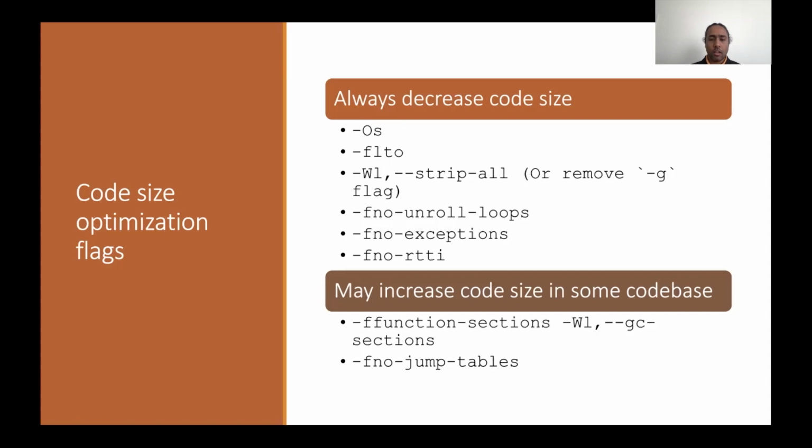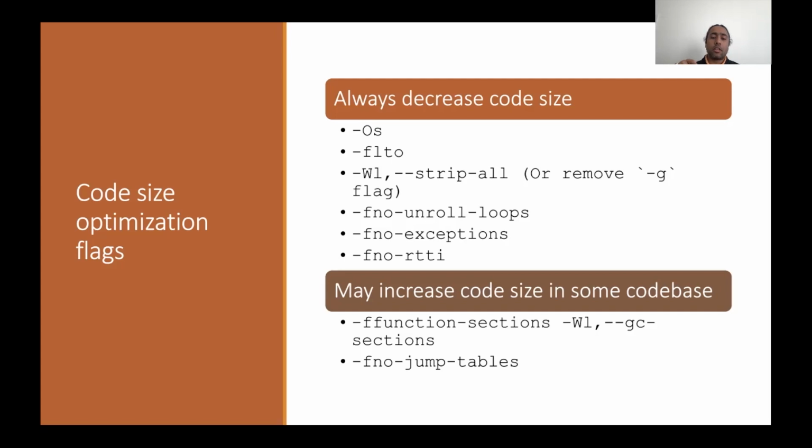Some compiler optimizations help in some code bases, but they increase the code size in some code bases. One typical example is -ffunction-sections. What it instructs the compiler to do is generate each function in a separate section. When the linker sees that every function is in a separate section, all the sections which are unreferenced get dropped. That removes a lot of dead functions. So conceptually, it seems that this should reduce the code size, and it does in many cases.